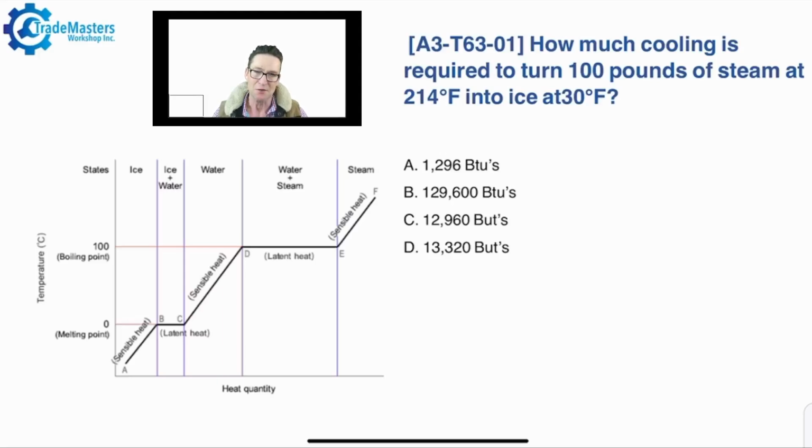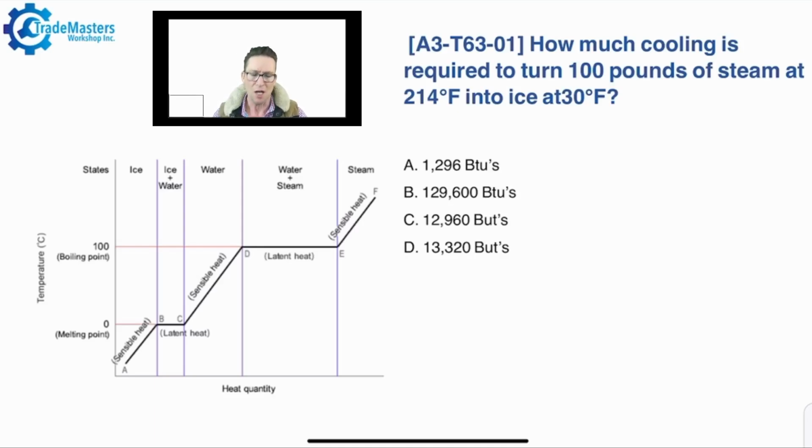A3 T63 01. How much cooling is required to turn 100 pounds of steam at 214 degrees Fahrenheit into ice at 30 degrees Fahrenheit? This is essentially a mathematical calculation using the heat transfer formula. But we have to realize that when you cool steam all the way down to ice, we're removing BTUs of heat from it in both the sensible and latent varieties.